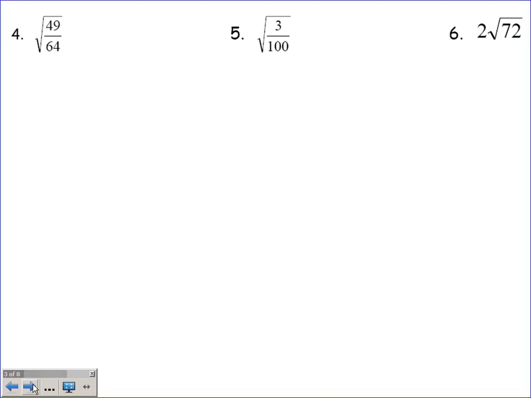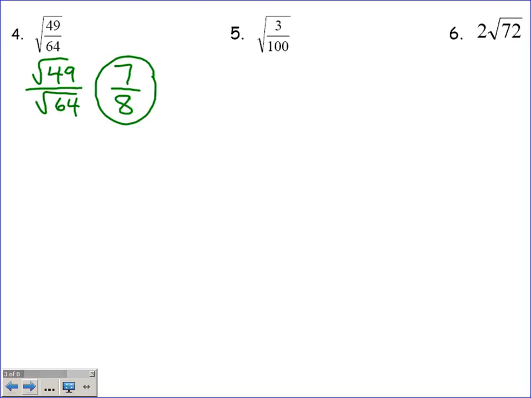Number 4, we can break this down into the square root of 49 divided by the square root of 64. We all know that the square root of 49 is 7, and the square root of 64 is 8, and this would be our answer, 7/8. If we could simplify that fraction any further, we would. Like if we had 2/8, we would simplify this down to 1/4. That's not the case for this problem itself, but we would simplify any fractions that we might have.